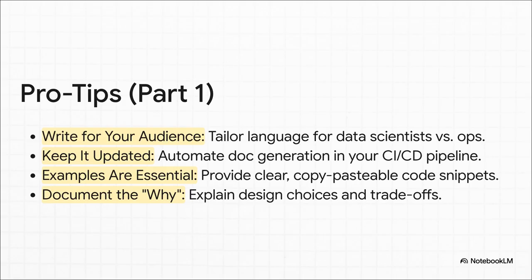Your docs should be generated and deployed automatically as part of your CI/CD pipeline. If the code changes, the docs change with it. No exceptions. 3. Examples are everything. Give people clear, copy-pastable code snippets. And finally, 4. Document the why. Why this model architecture? Why this feature engineering choice? That context is absolute gold for the next person who picks up your project.